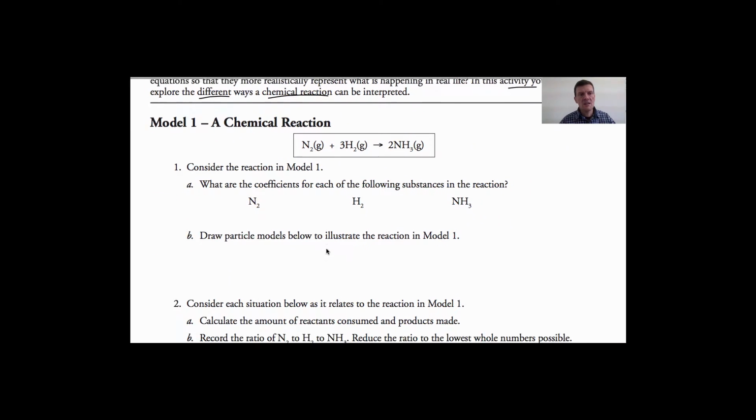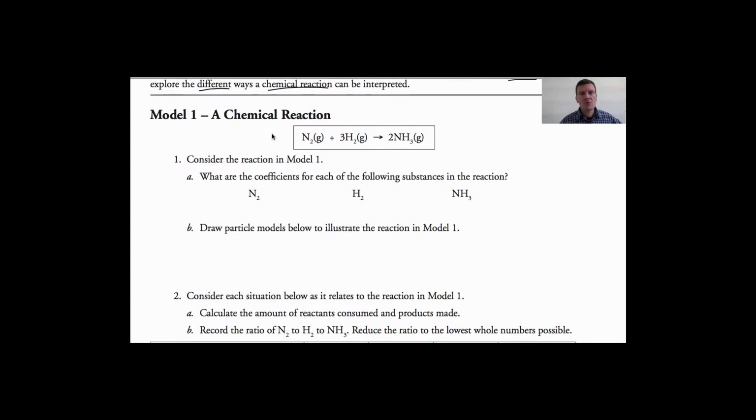Model 1. We have a chemical reaction here in the box, and looking at that chemical reaction, we are asked what are the coefficients for each of the following substances in the reaction. Coefficients are the big numbers. If there's a 1, we don't write it, but there would be a 1 right here. So the coefficient for nitrogen is 1, the coefficient for hydrogen is 3, and the coefficient for ammonia is 2.